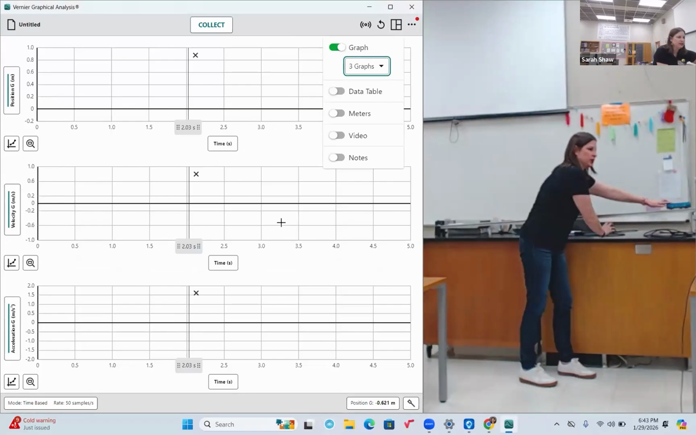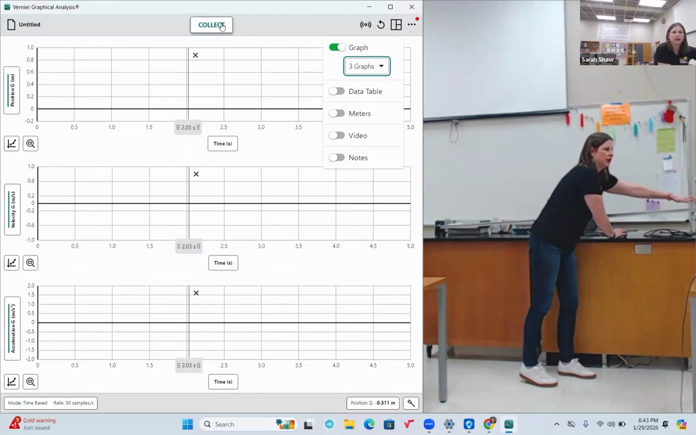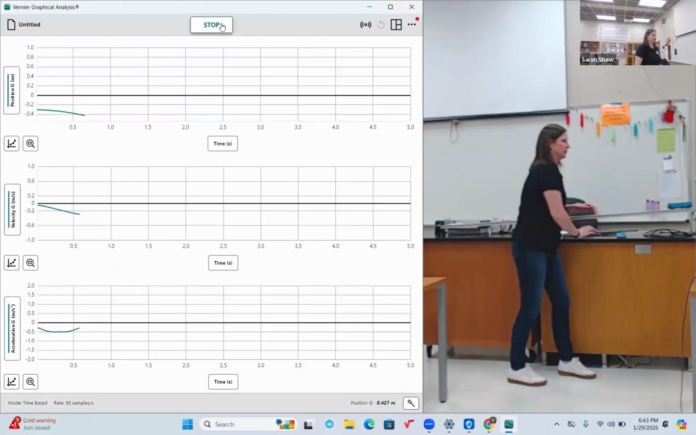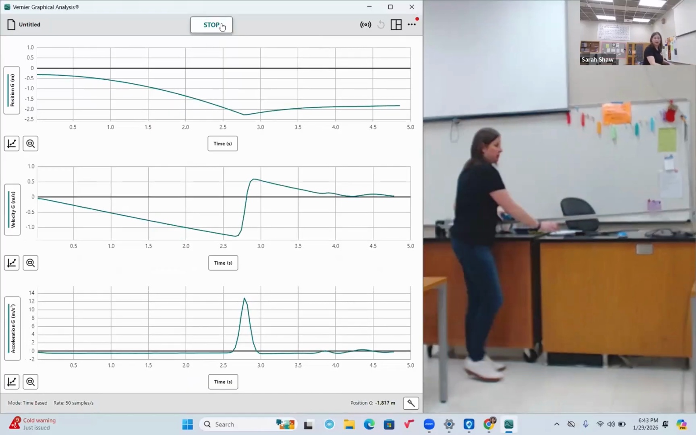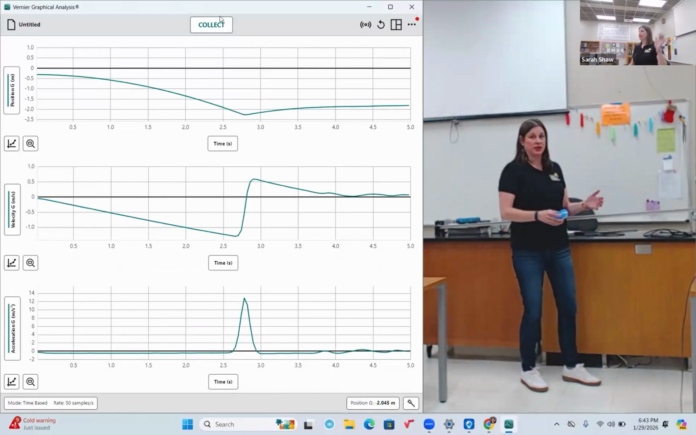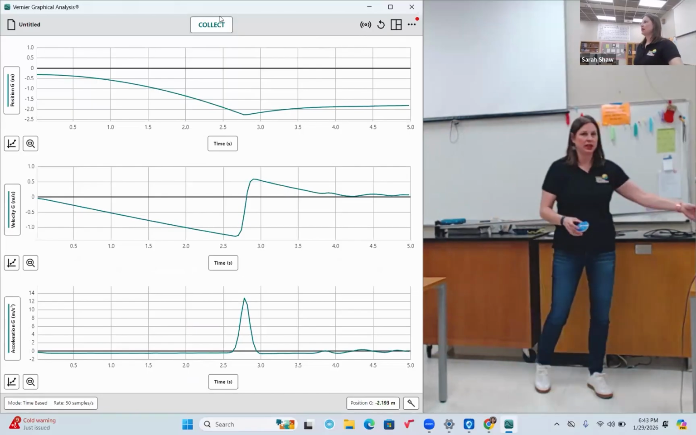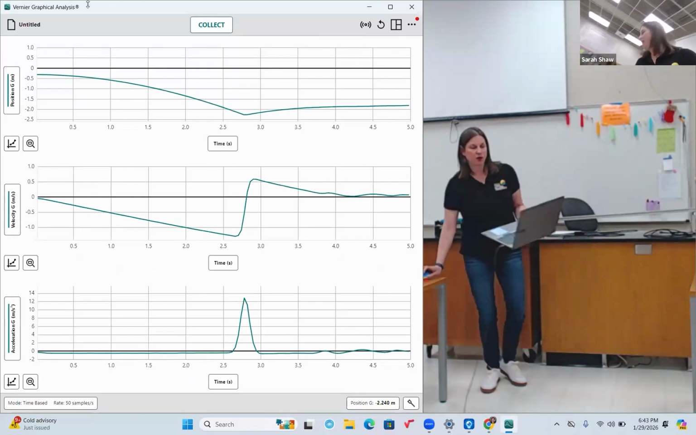All right, so this was really simple. We're going to start this over here. We're going to say collect and let the cart go. Okay, well, you can clearly see that I've got great data from the carts. It's nice and smooth. There's no noise, which is lovely. But there's also a lot of information that I don't need.